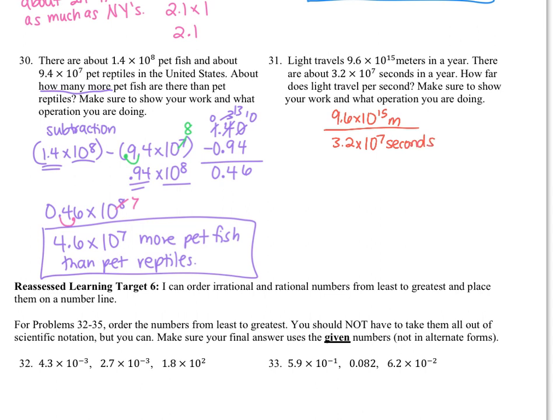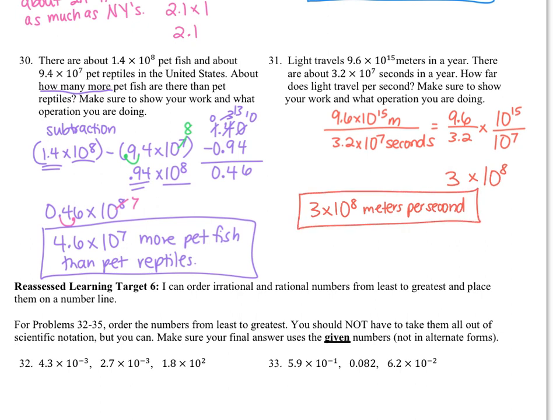So we're going to divide. And remember, with division, we do not need a common power. We're just going to divide the factors and times that by the quotient of the powers of 10. So quotient rule says when you have two bases with the same power and you're dividing, subtract their exponents. So that would be 10 to the 8th. And 9.6 divided by 3.2. If you can't do that in your head, do it on paper, but it is 3. So it's going to be 3 times 10 to the 8th meters per second. That's how far light travels in a second.